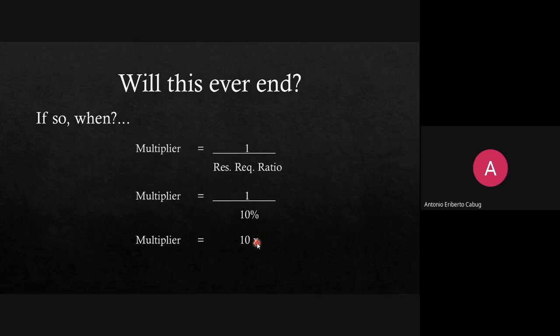Mas kayang gumawa o bumuo ng mas maraming pera yung bangko kapag mas mababa yung reserve requirement ratio. Now, when I started teaching this subject not too long ago, hindi pa umabot ng 5 years, the reserve requirement ratio was 20%, bumaba sa 19%. So nung nagturo na ako, I think it's 20% or 19%.